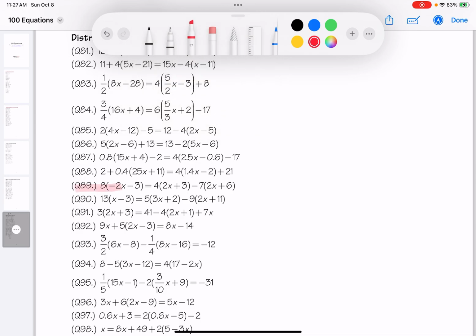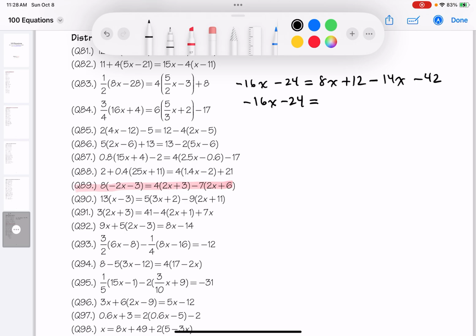Get the highlighter out. And let's do it. What do you get? Minus 16x minus 24 equals 8x plus 12 minus 14x. And minus 7 times 6 is minus 42. What do you get over here? Well, minus 16x minus 24. And 8x minus 14x is going to be minus 6x. And 12 minus 42 is minus 30.